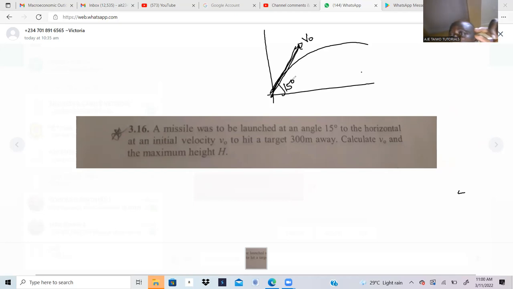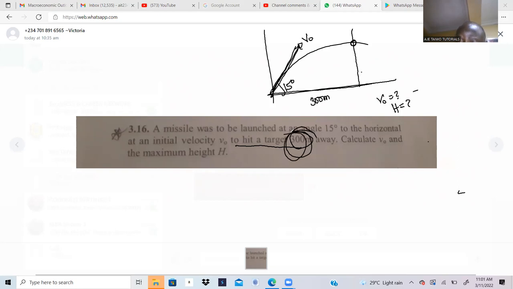At an angle of 15 degrees to the horizontal. Note, angle must always be to the horizontal. You can't use angle to the vertical. And it said, to hit a target 300 meters away. There's a target here, and it was 300 meters away. Then it said, calculate V naught. Now, the only mistake anybody can make, including teachers, is to call this thing range. This thing is not range, except we have no choice, except we don't have adequate information.